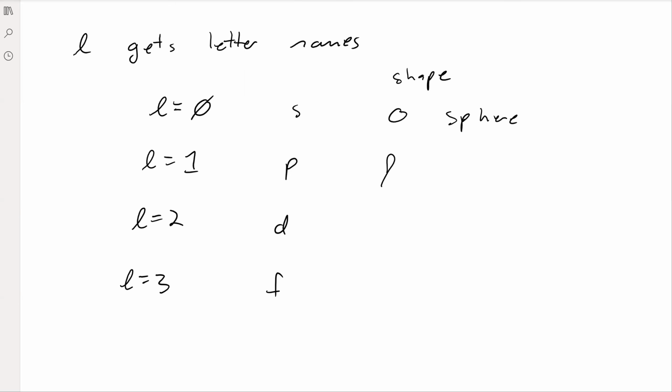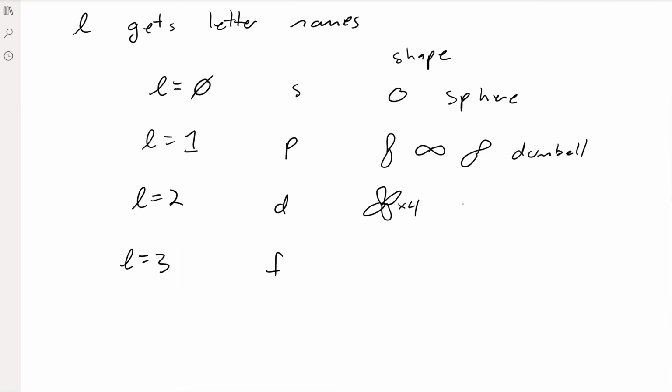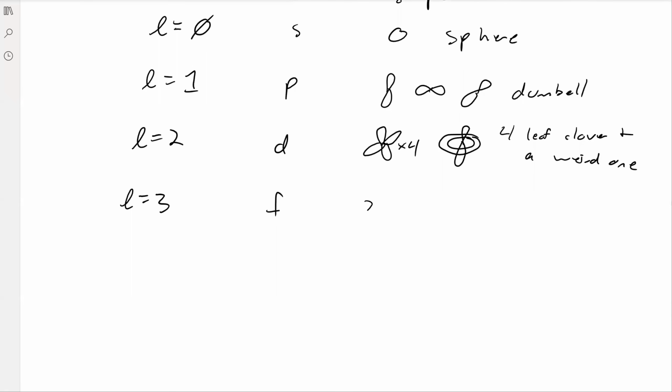A P orbital looks like a dumbbell, and there's 3 of them in basically 3 different orientations. A D orbital looks like a 4-leaf clover. And then there's 4 of those. And then there's another weird one with like a dumbbell with like kind of like a ring around it. So we'll just say 4-leaf clover. And a weird one. And then the F orbitals kind of look like 2 4-leaf clovers or 2 D orbitals. And we won't even attempt to draw that one.